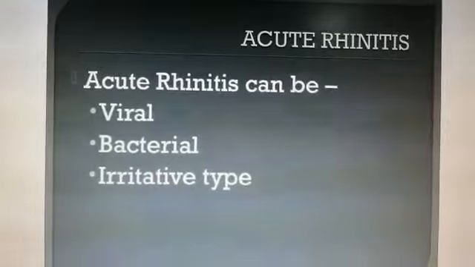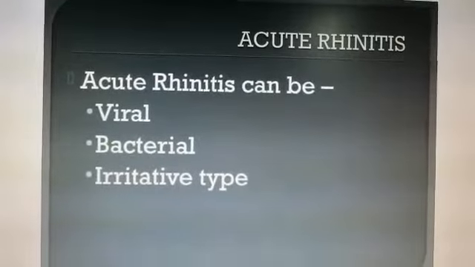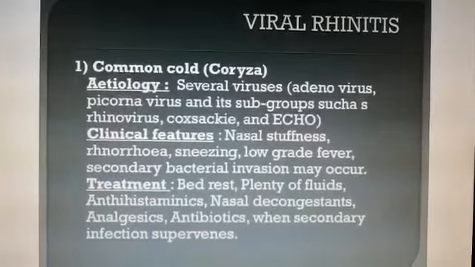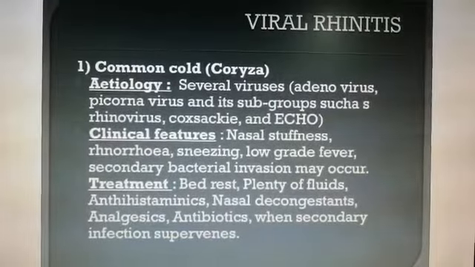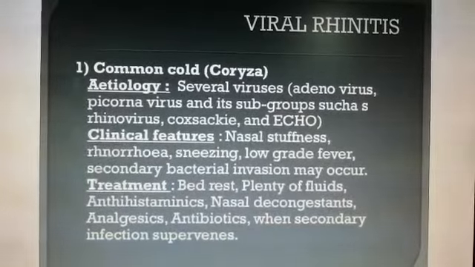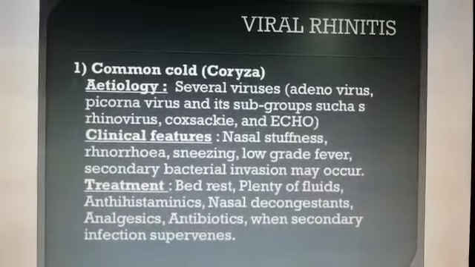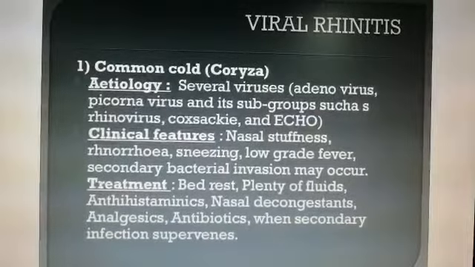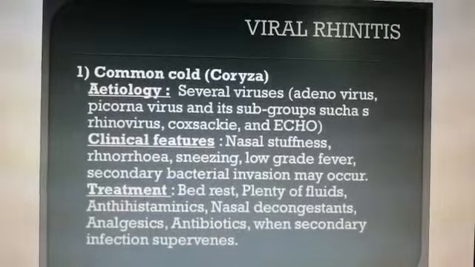The first type of acute rhinitis is the viral rhinitis. And again, the viral rhinitis is divided into three types. That is the common cold, the medical term for which is coryza. The second is the influenzal rhinitis, which is due to influenza. And lastly, there is a viral infection that is due to exanthemas. We'll be discussing it in detail later on, but right now we adhere to the common cold.